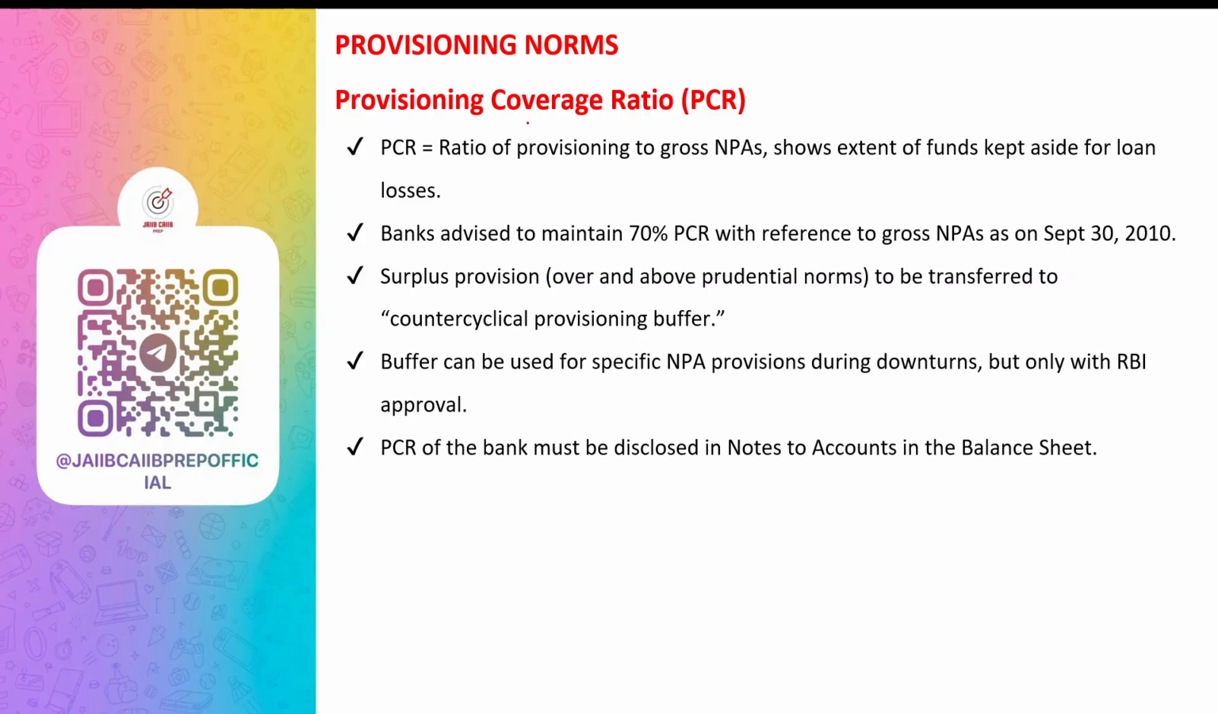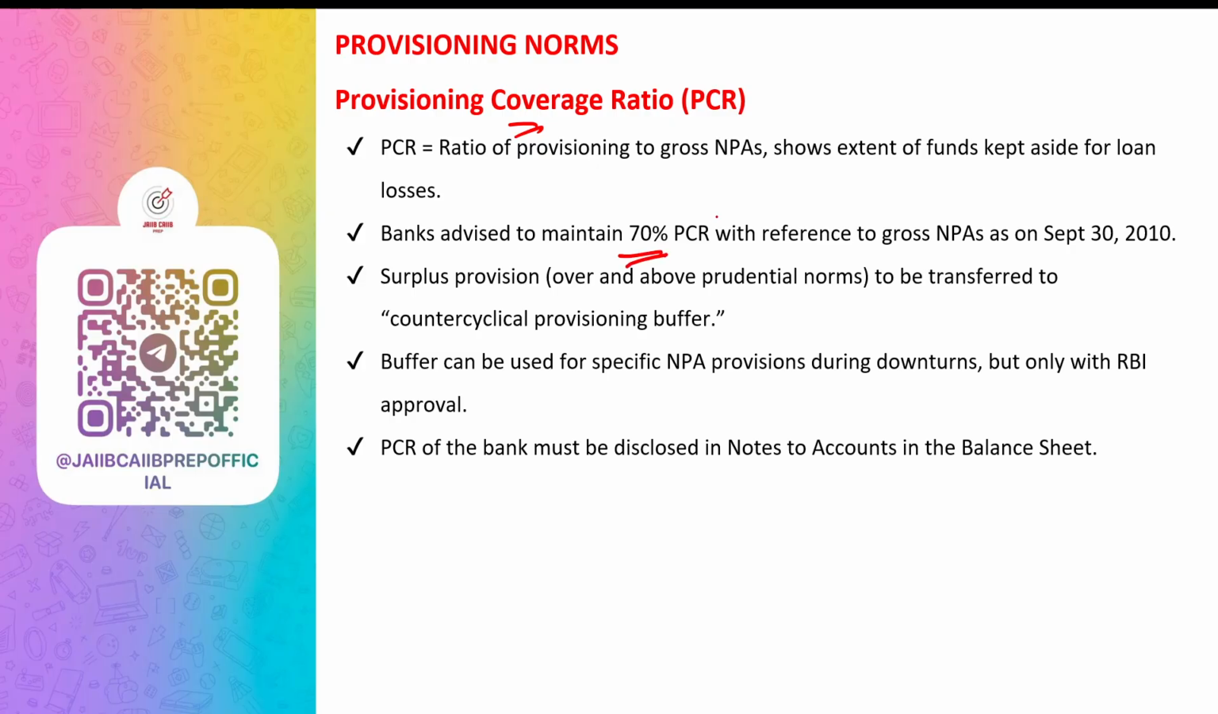Provisioning coverage ratio. The provisioning coverage ratio is the ratio of provisions made by the bank to gross NPAs. In simple words, it shows how much of the bad loans are covered by the bank's provision. But there are certain guidelines for the banks. Like banks were told to maintain a PCR of at least 70%.